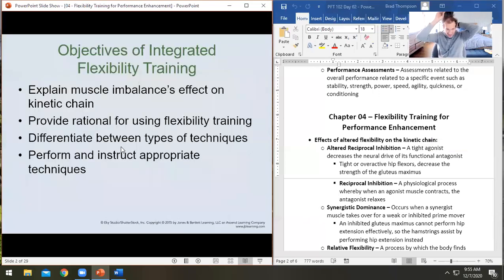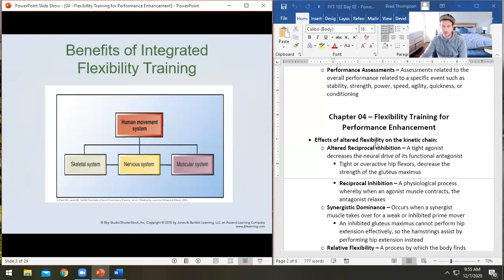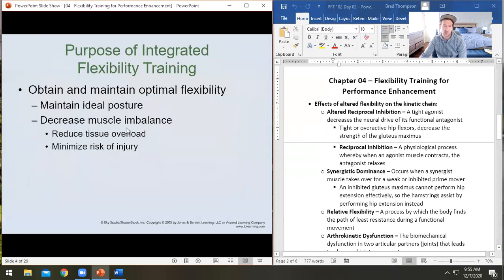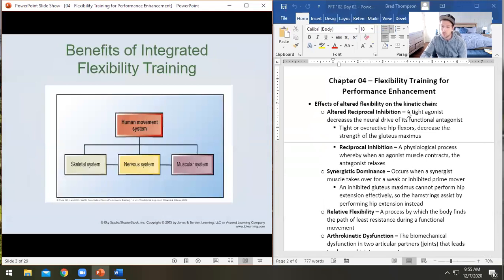All right, so our objectives today are to understand muscle imbalances and how they affect the kinetic chain, why flexibility training is important, and different types of flexibility techniques. There's more to stretching than just long, slow stretches, right? And then we want to be able to perform the right version. First, we're going to do a very brief kinesiology review where we talk about muscle imbalances and why we need to avoid them.